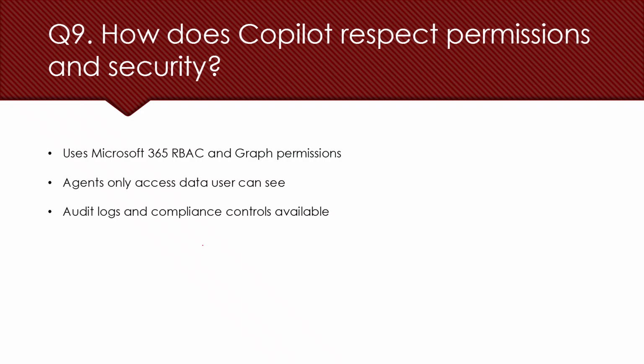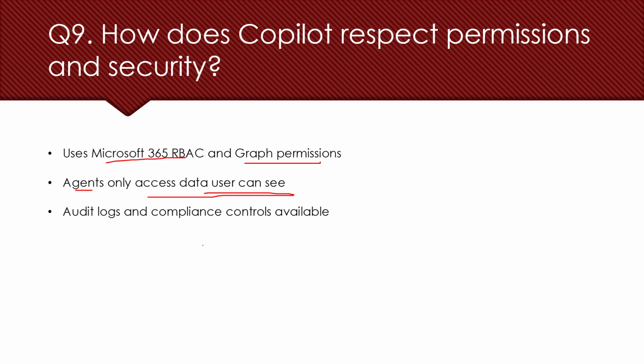So in simple words, it uses Microsoft 365 role-based access and the Graph permissions to retrieve the data. The agent, like a Copilot agent, can only access data a user can see. So if I don't have any permissions to a document, I'm not going to retrieve an answer from that document.